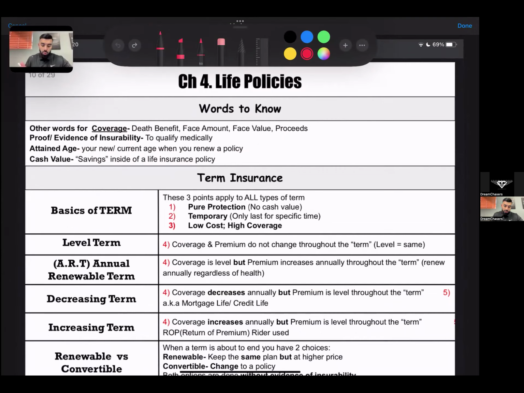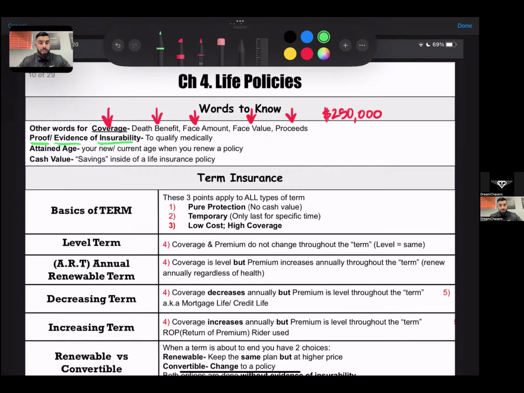So, word coverage, also known as death benefit, also known as face amount, also known as face value, also known as proceeds, all mean the exact same thing, which is ultimately what the person is covered for. So if I'm covered for $250,000 of life insurance, that is what is known as my coverage, also known as my death benefit, also known as my face amount, my face value, and the proceeds if I were to pass away.